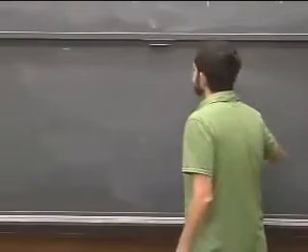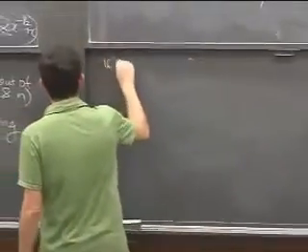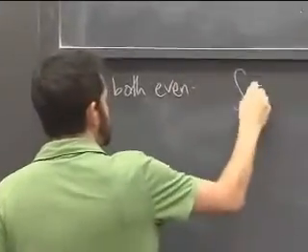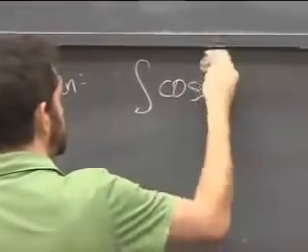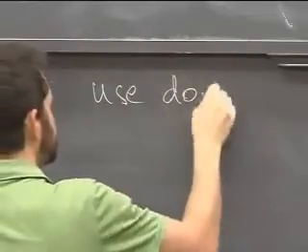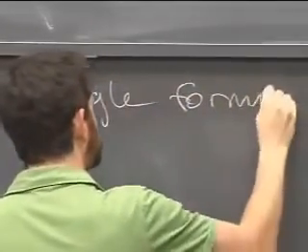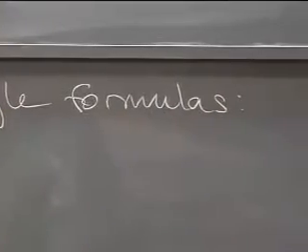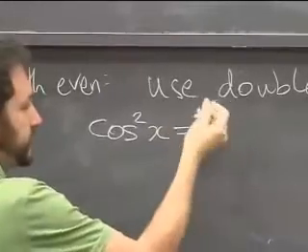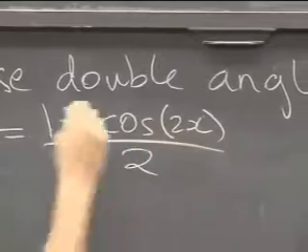All right, well, the next question should be, what if they're both even? If both are even, then I'll just say use the double angle formula. So here they are. In this form, this is the most useful form. They come in a pair.